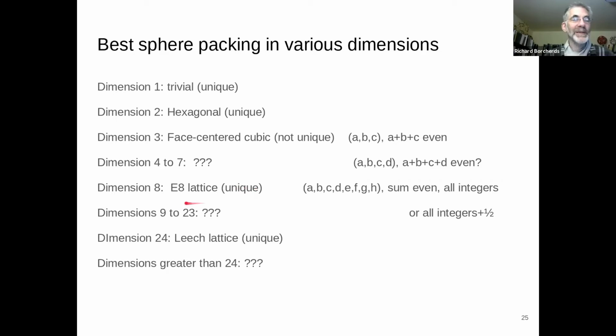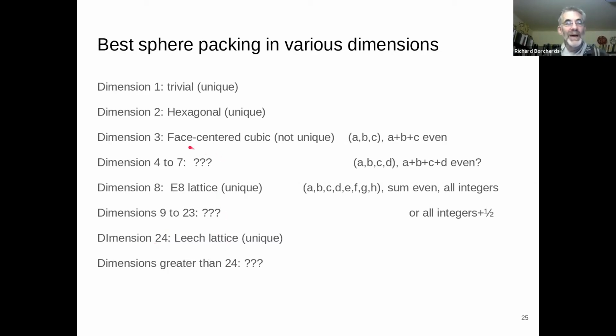In dimensions 9 to 23, we're not sure what the answer is. In dimension 24, we know the densest possible packing. It's something called the Leech lattice. And in dimensions greater than 24, we don't know. So this is very weird.